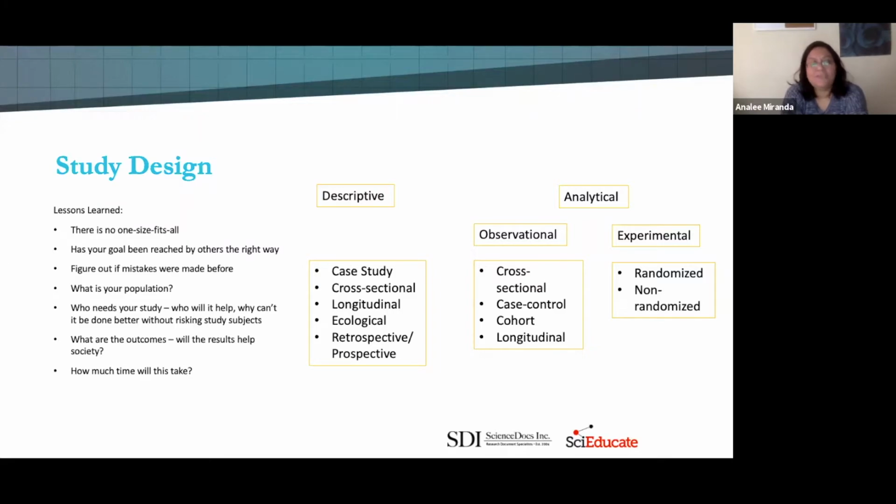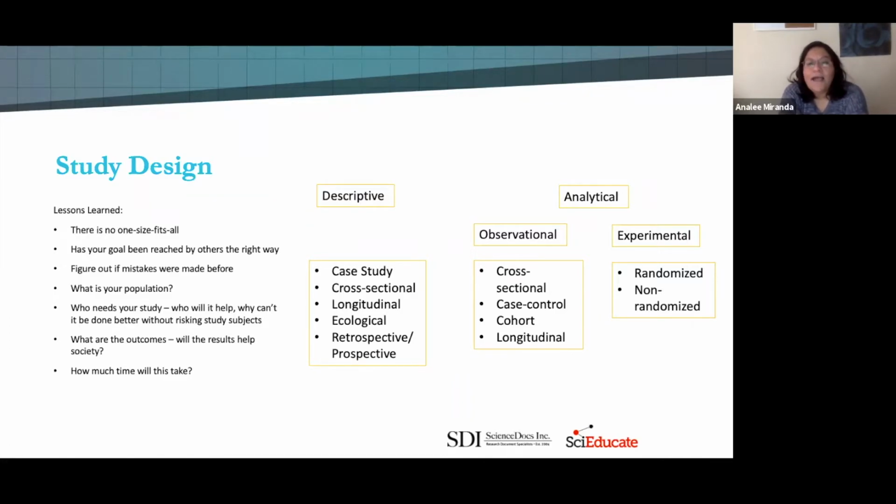What is your population? Who needs your study? Who's going to be helped by your study? Who will it help? Why can't it be done better with you as the principal investigator and not with somebody else? Why can't it be done better by just doing a simulation, for example, and not risking any study subjects? What are going to be the outcomes? How much time will this take? Again, timeline seems to be a really important thing, and it is.